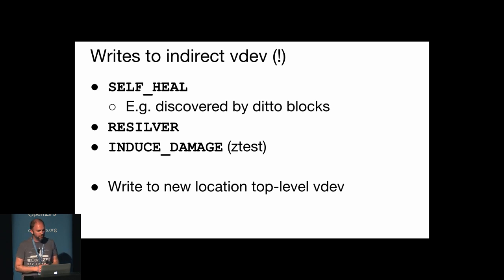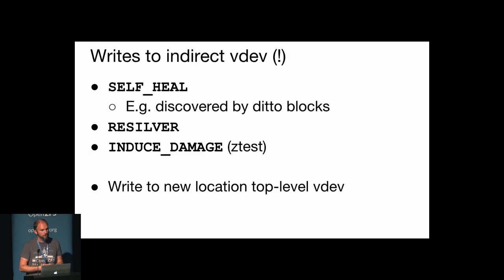What if you get a write to an indirect VDEV? Wait a minute, what? Didn't we start out by saying there are no writes? We made sure that the ZIL wasn't going to write to it, but it turns out you could get a self-heal write. The most common case where you might see this is when we discover that there's some bad data via a ditto block. You have a block pointer, it has two DVAs. Let's say one of them is concrete and one of them is the indirect one.